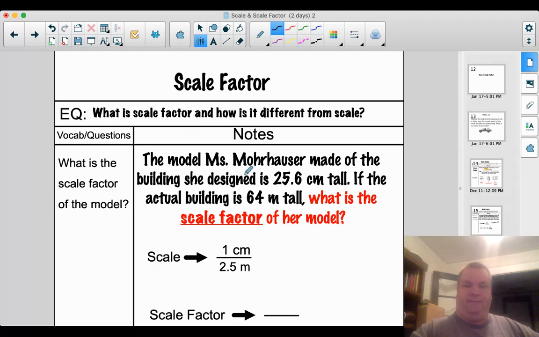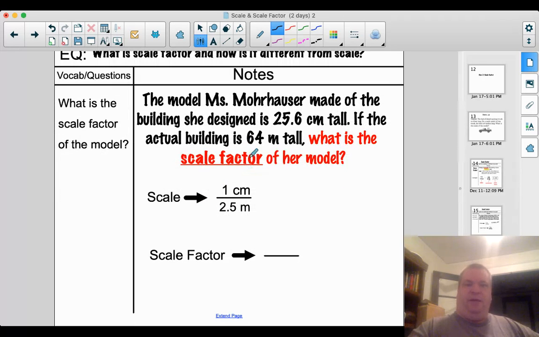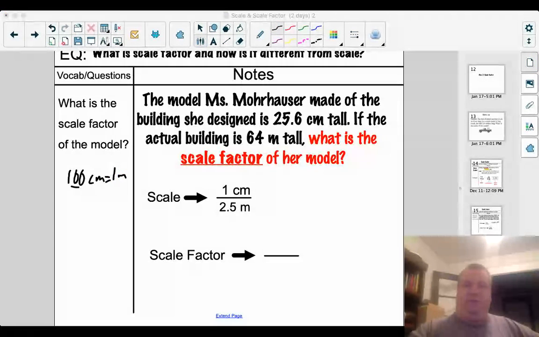All right, so here's one from Miss Morehauser. We got a scale of 1 centimeter is 2.5 meters. Remember, there's 100 centimeters in 1 meter. Using that information, I'm going to pause it here and see if you can come up with a scale factor for this one all on your own. Give that a shot, and then we'll resume.